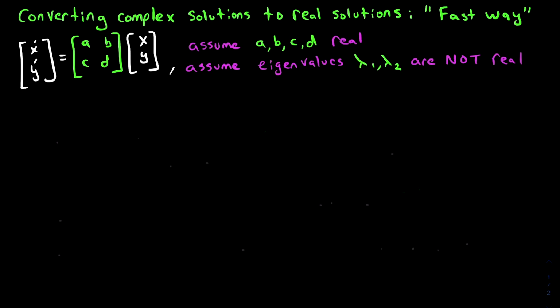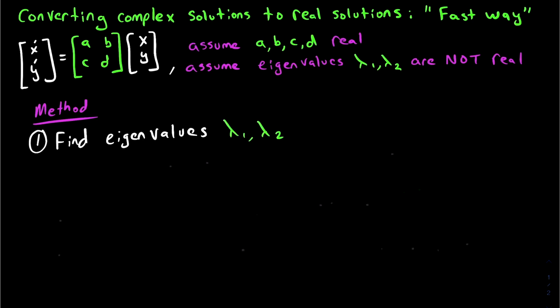So the method starts off like normal. You'll need to find the eigenvalues, obviously. Now assume you found both eigenvalues. You can go ahead with the brute force method where you find both eigenvectors and write the general solution and then convert everything into cosine and sine. That will 100% work, but this trick requires less work.